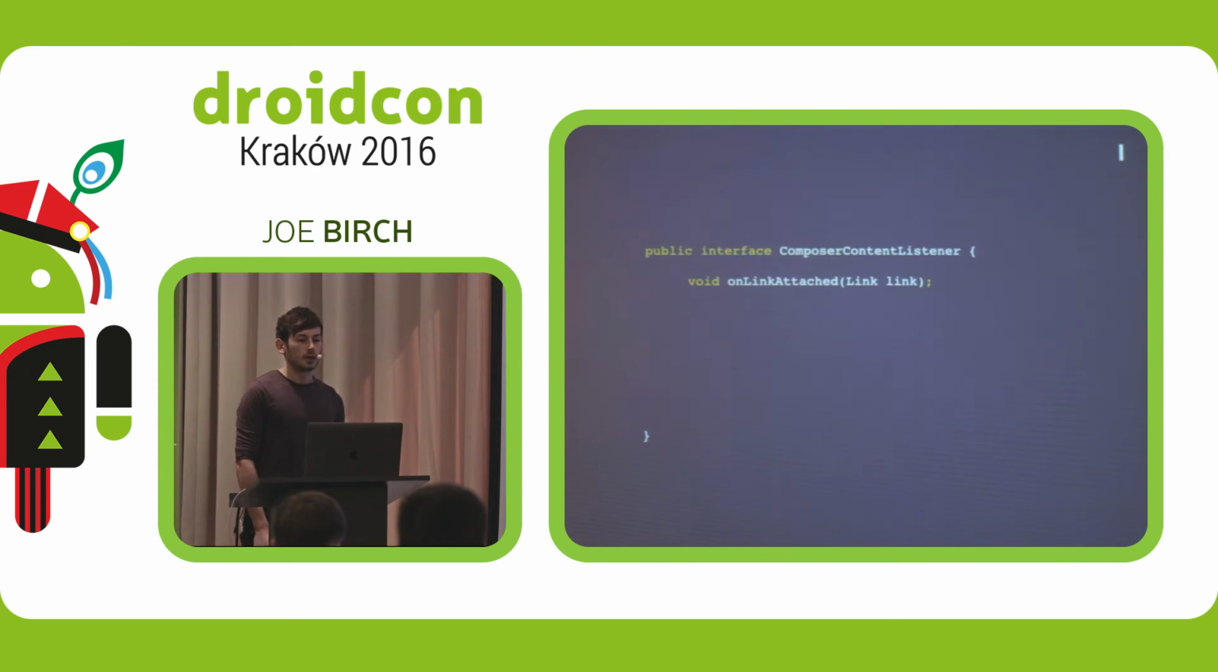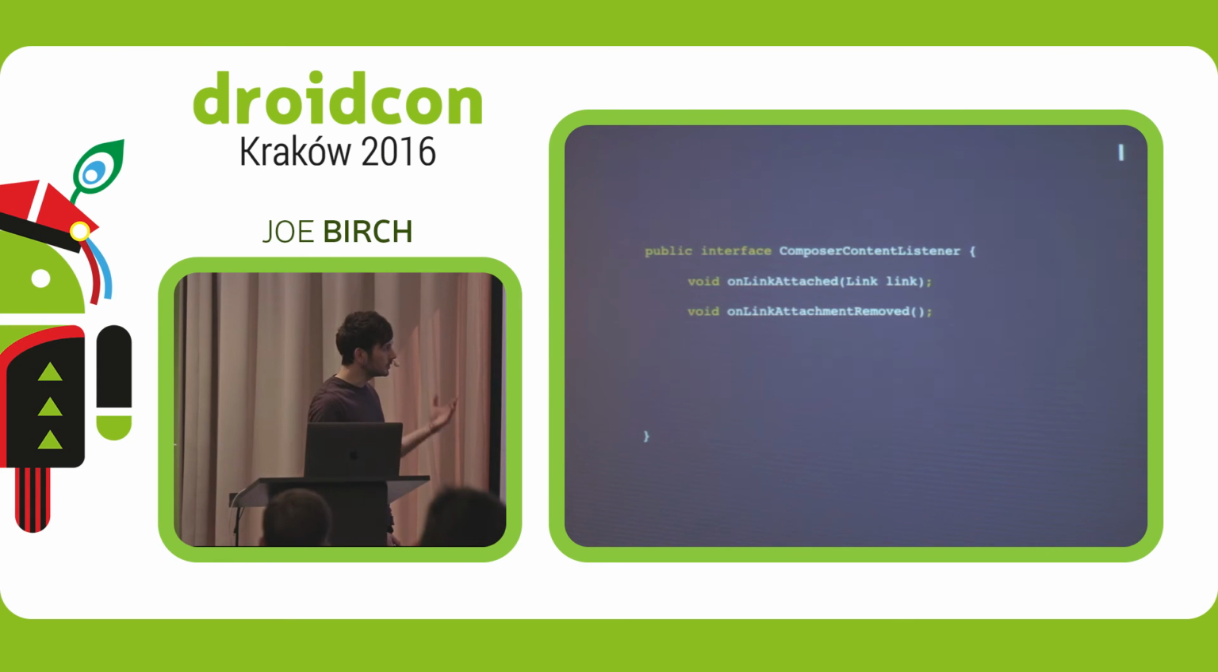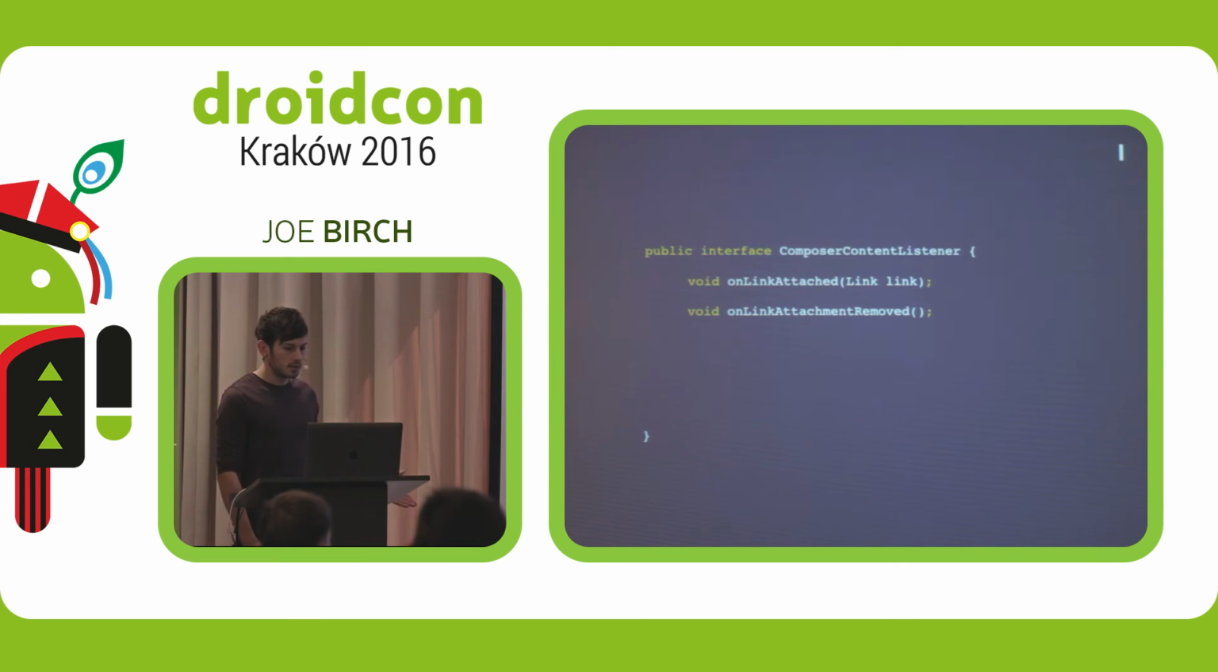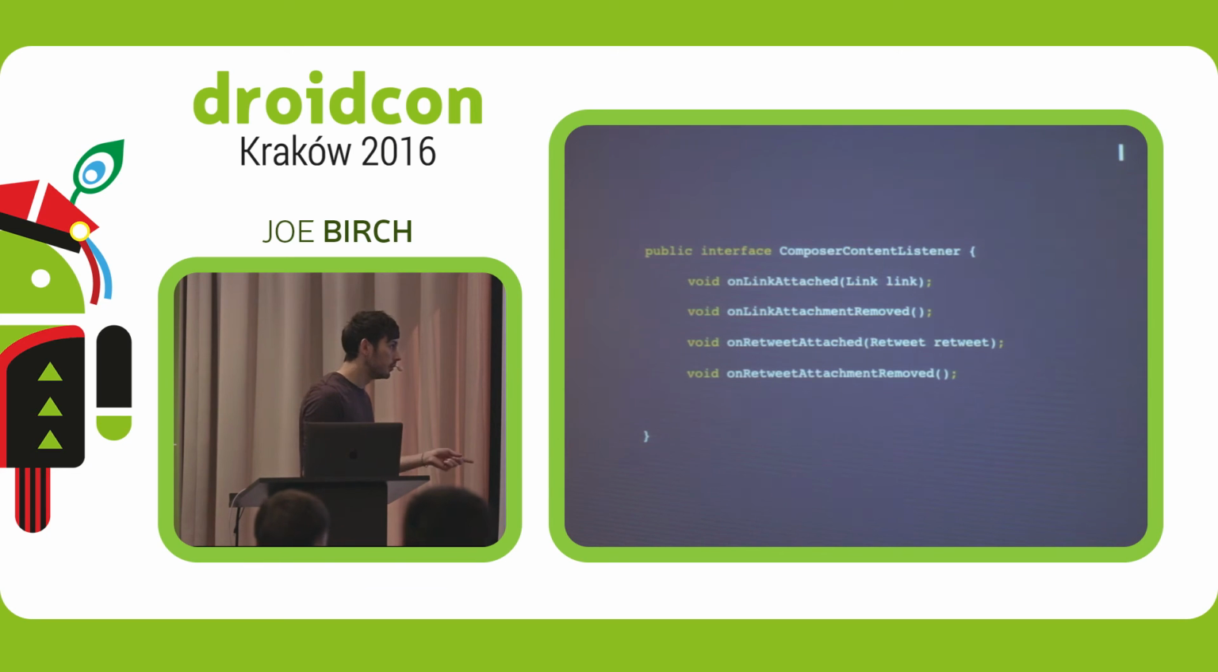So how does this apply to our code? Well, say, for example, in the Buffer composer, we have this thing where you can compose text, and you can add various different attachments to it. So when a link is attached, I want to know when a link's attached, so I add an interface method onLinkAttached. But I also want to know when this link is removed. So I add a method for knowing when this link's removed. That's fine, that's only two. But I also want to know when we attach a retweet, and then also remove the retweet.